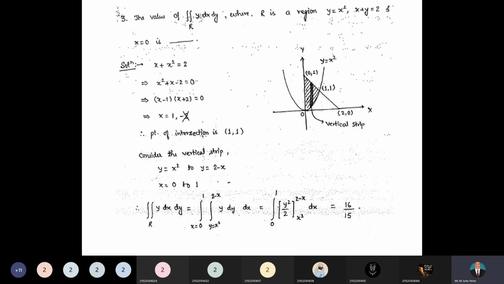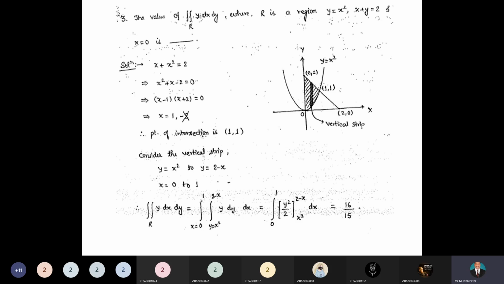So one limit is a constant limit, one limit is a function limit. In this, it is better to take the y limit as a function limit. If you take it the other way around, you will not get a single double integration; you will end up with two double integrations. So better to take the y limit as a function limit and the x limit as a constant limit. This is the way you have to take it.